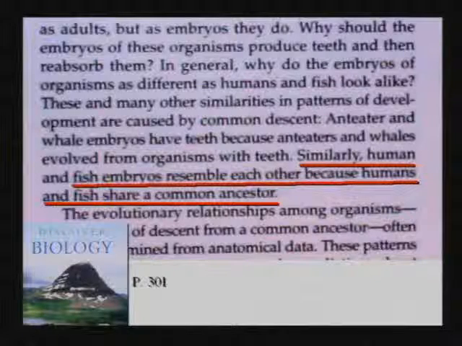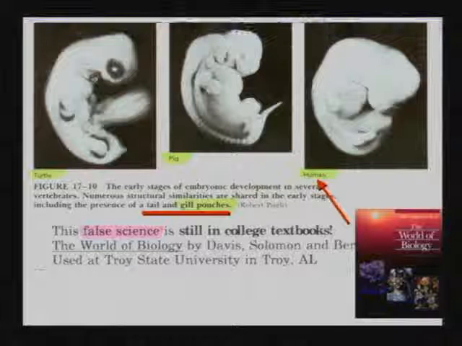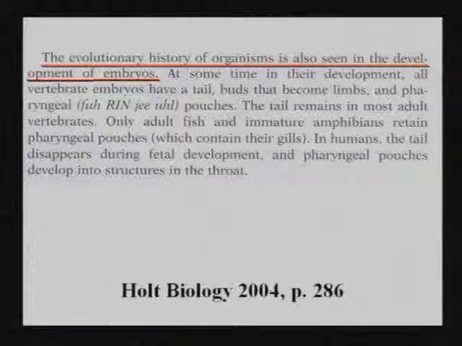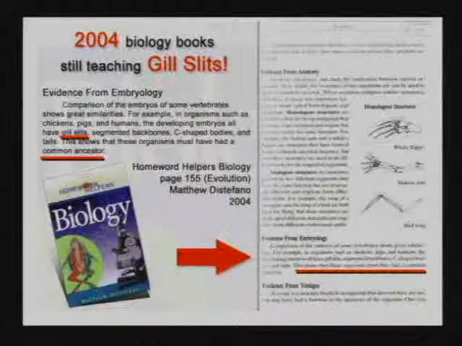This is a college textbook used in Rutgers University. It says, similarly, because humans and fish embryos resemble each other, humans and fish share a common ancestry. They have tail and gill pouches. Interesting. 2004, this year, biology textbook, says the evolutionary history of organisms is seen in the development of embryos. Folks, this is a lie.